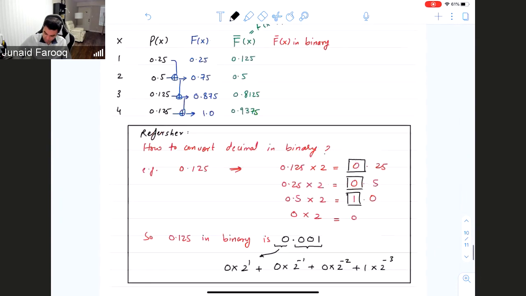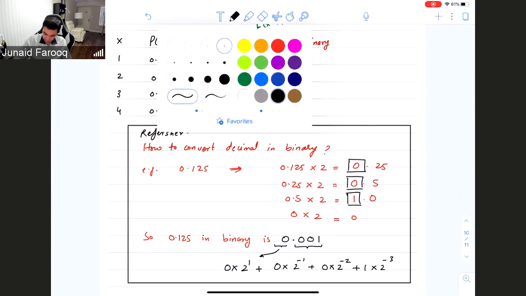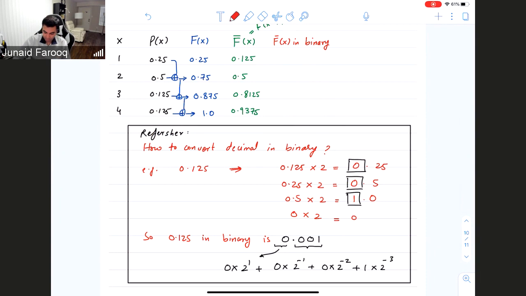Okay, so using this process, you can actually convert this f bar in binary, and so you will get 0.001 here, and then you will get 0.1 here, 10. Then you will have 0.1, 101, 0.1111.